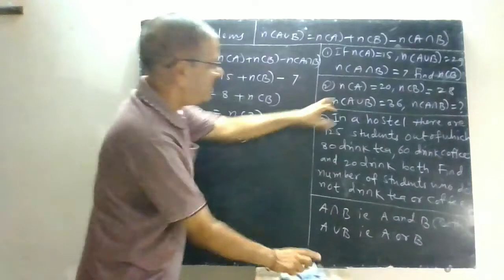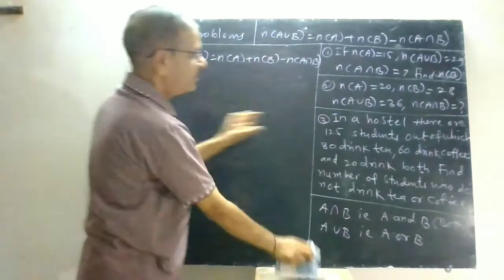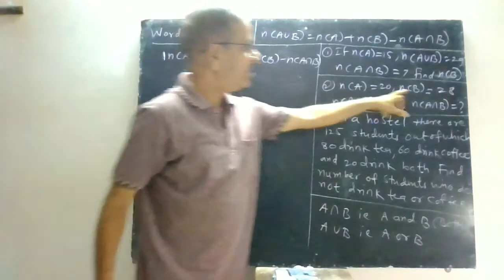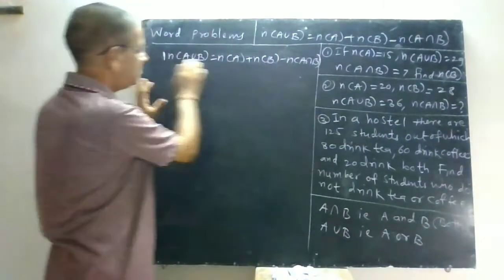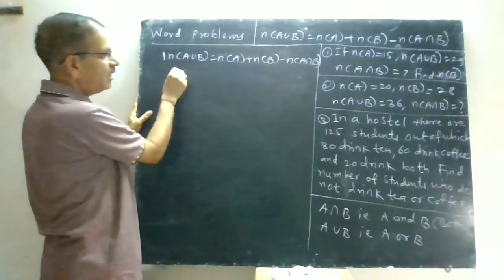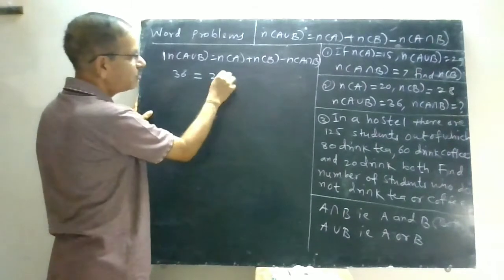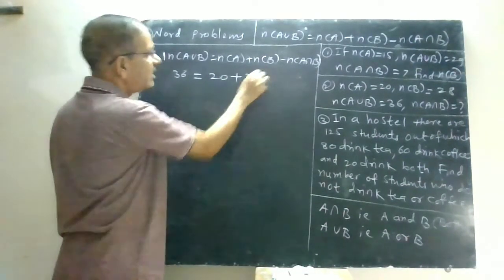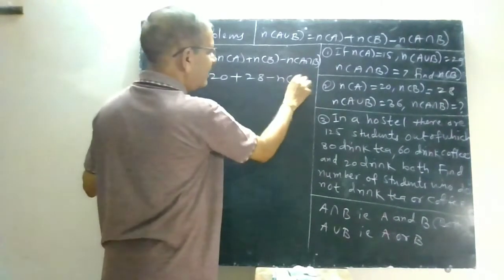Now the same thing you can use here, second problem. Here n of A is given, n of B is given, n of A union B is given, and you have to find n of A intersection B. Now the same formula you use: n of A union B, that is 36, is equal to n of A, that is 20, plus n of B, that is 28, and then the last value is not known to you, n of A intersection B.